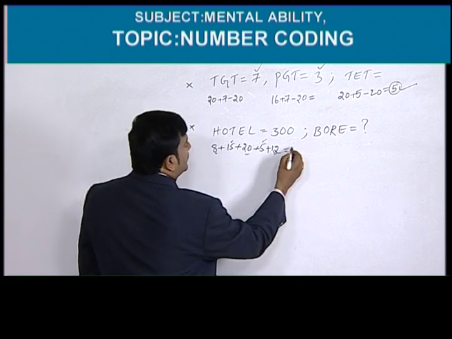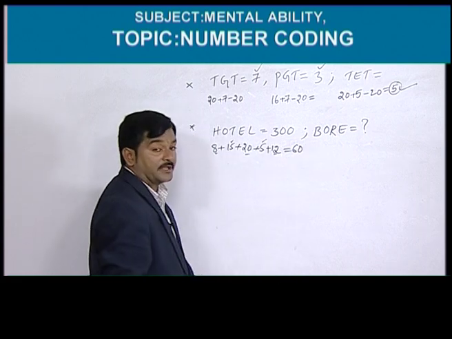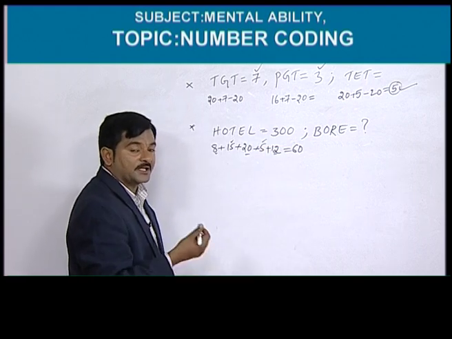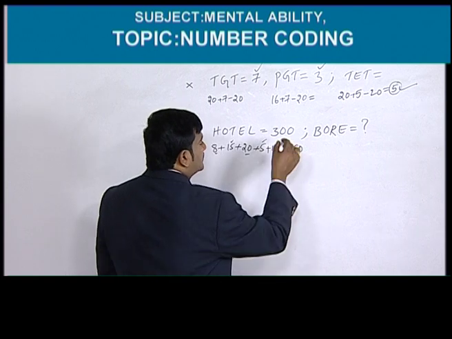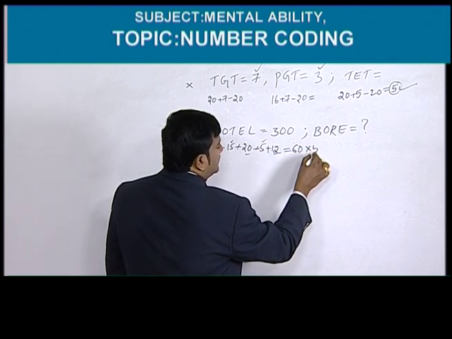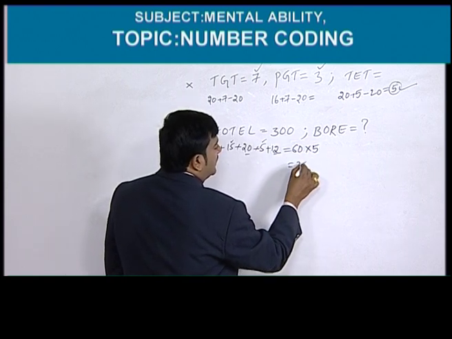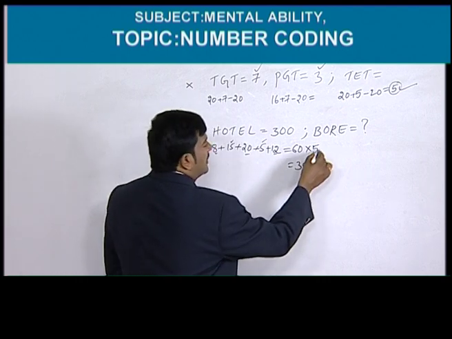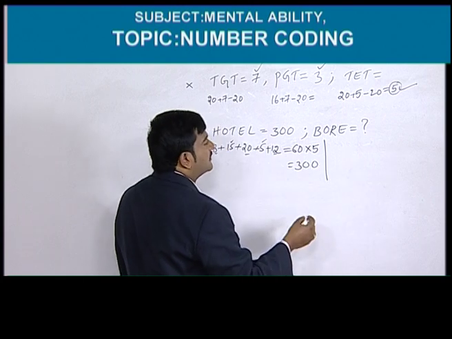So here 20 means how much I am getting? 60 I am getting. But here how much is there? 300 is there. How am I getting 300 from 60? It means 60 is multiplied by 5. I am getting 300. Similarly, apply the same concept for the second word also.